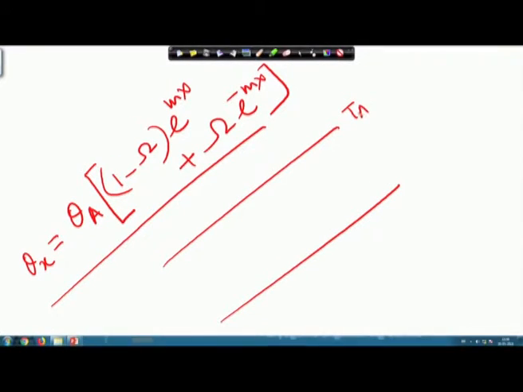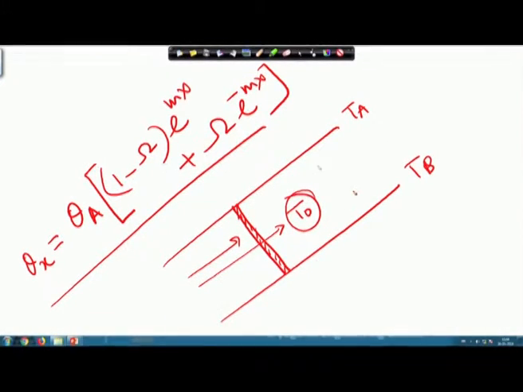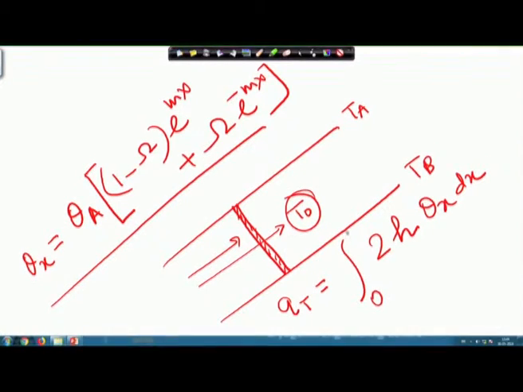So, this is say T A and T B. We have the temperature profile for this fin connecting between T A and T B. If the fluid flowing on top of this fin is of temperature T 0, then we have been able to find out the total amount of heat getting transferred as a function like this: 2 h multiplied by theta x into dx, and this integration was done over the length 0 to L. This is 0 and this is the length of the fin L.